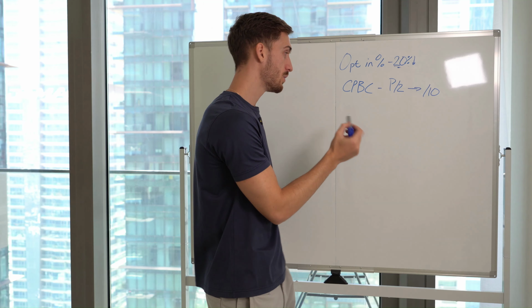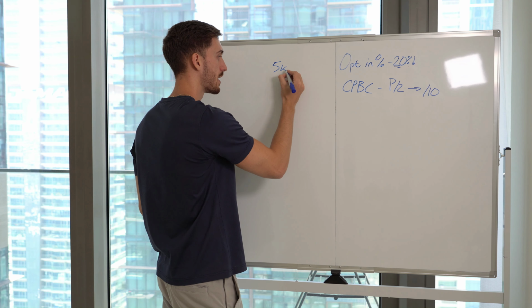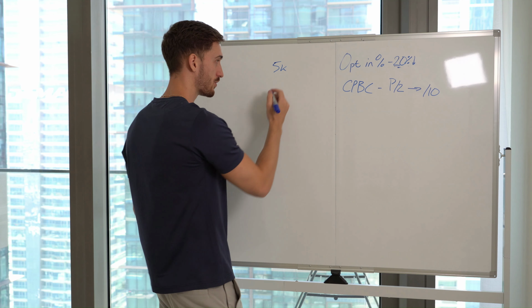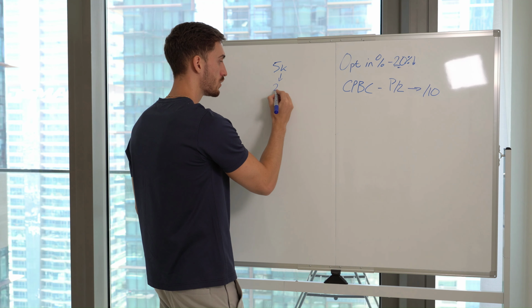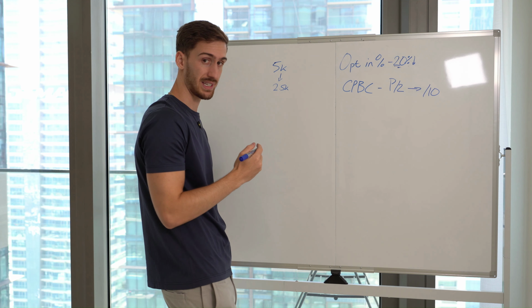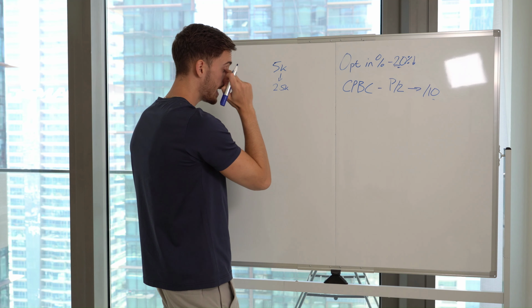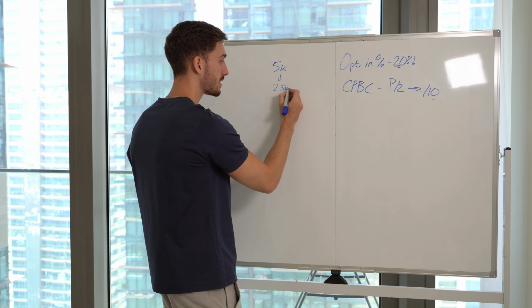And then, so let's do it practically. So let's say your price point is 5K. If you want to make at least a 2x return, you can afford to spend 2.5K on your ads to make that profitable and to get a 2x.